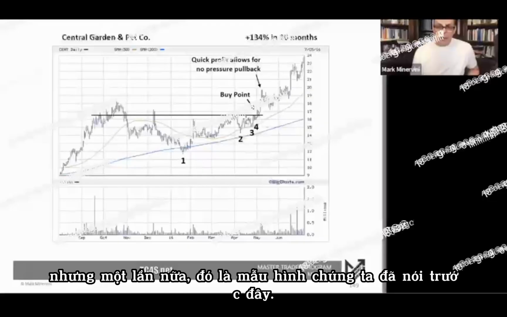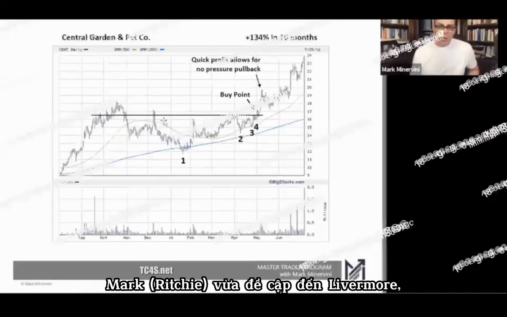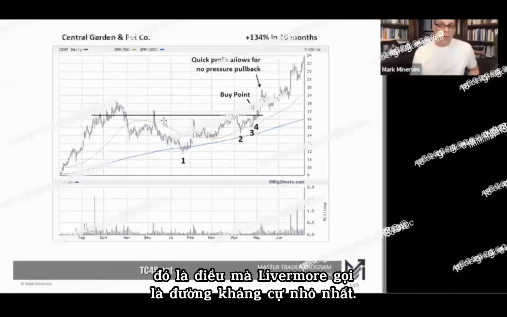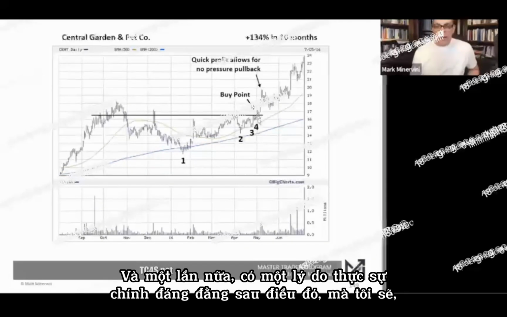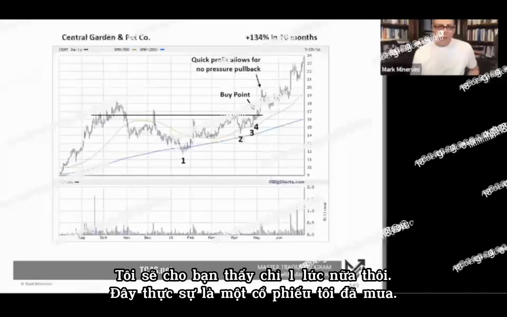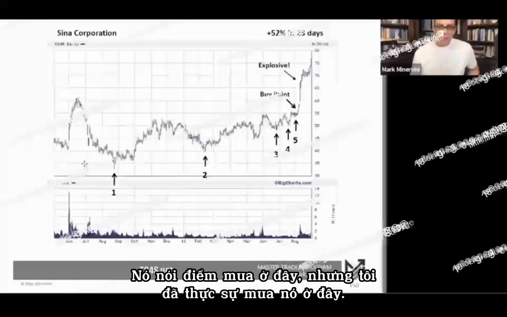But again, that's what forms, as we've talked about before, and Mark just mentioned Livermore, that's what Livermore referred to as the line of least resistance. And again, nice quick profit here. See, very explosive, right? And again, there's a really good reason behind that, which I'm going to show you in just a second. This was actually a stock I did buy. It says buy point here, but I was actually buying that right there.